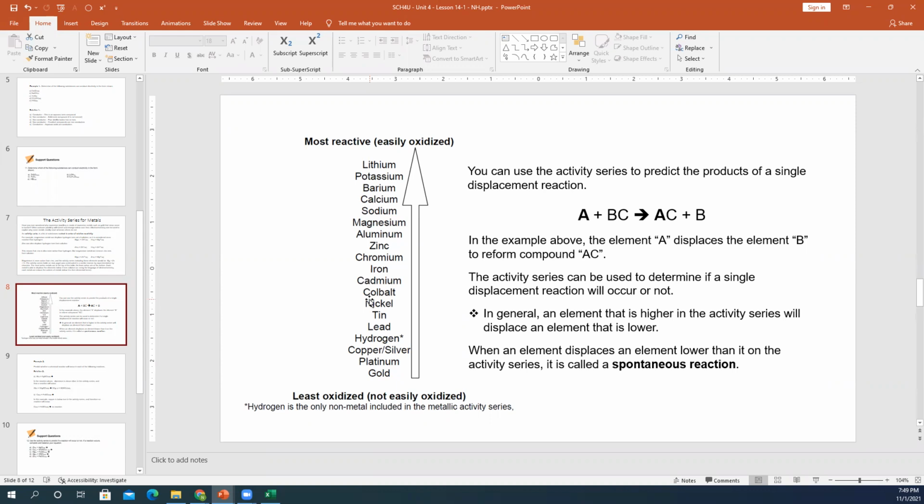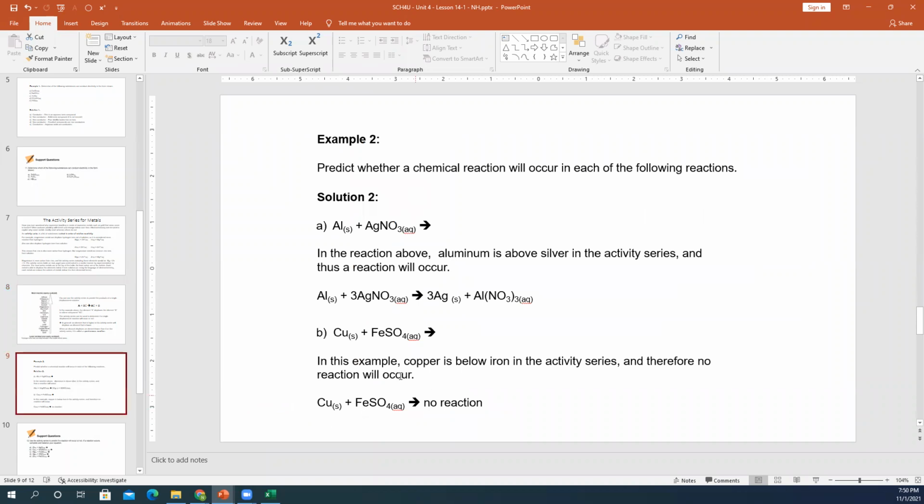Oh, that's okay. You can give your answer too. What do you think? I think it's no. The answer is no. Yeah, because copper is lower than iron on the activity series. So copper will not be able to displace iron out of solution. Thank you so much for talking to me.